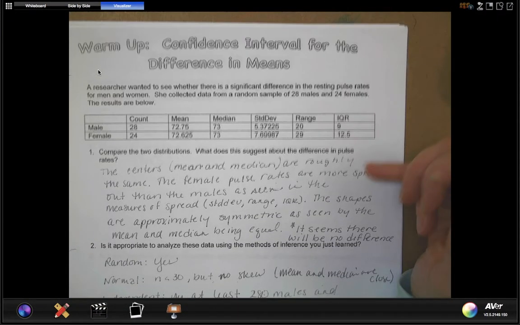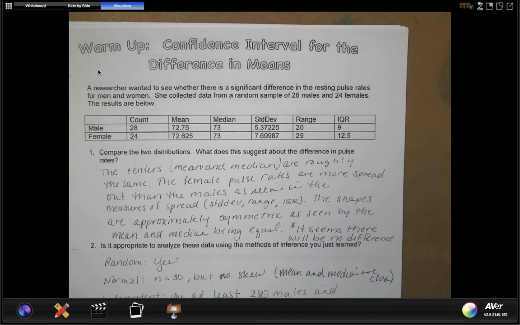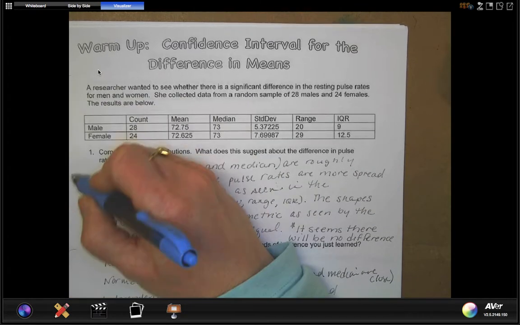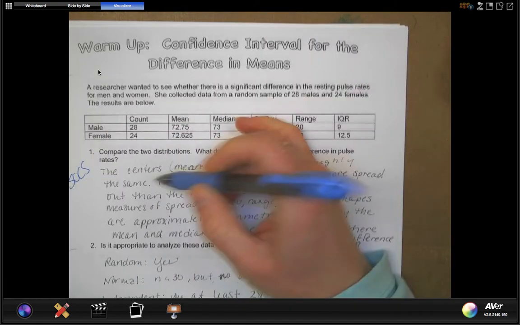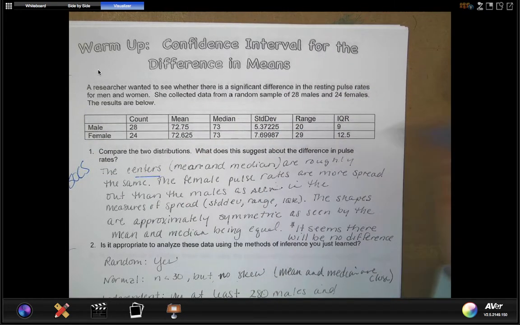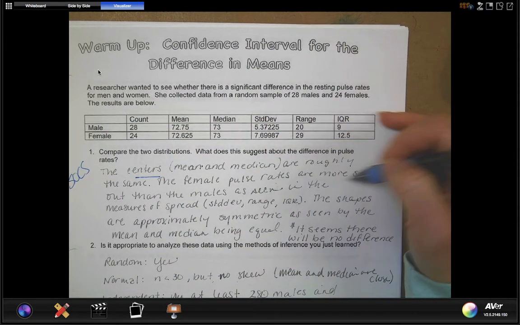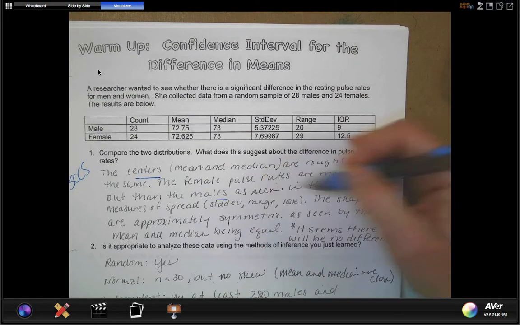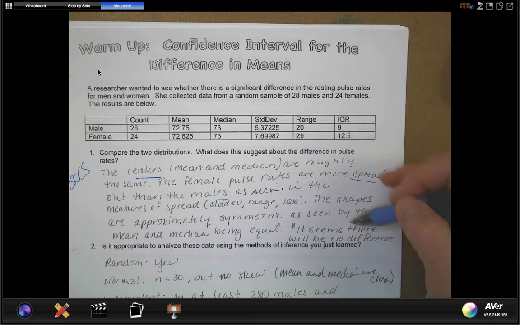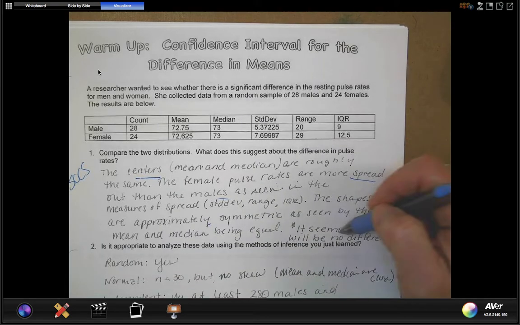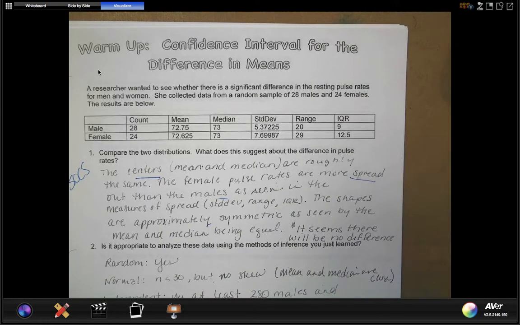All right. So in this one right here, it goes back to using your socks. If you didn't do your socks, then you would have gotten it wrong. Okay, so the centers, I referenced both, they're roughly the same. The female pulse rates are more spread out than the males. The shapes are approximately symmetric because the mean and median are equal. So it feels like there'll be no difference.